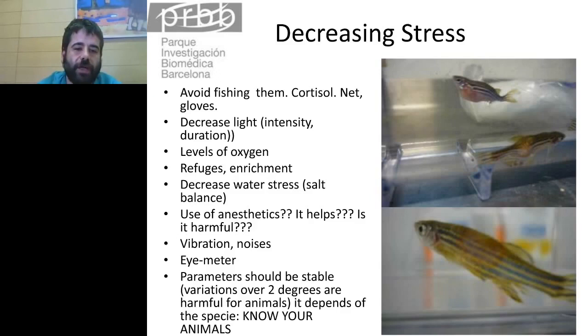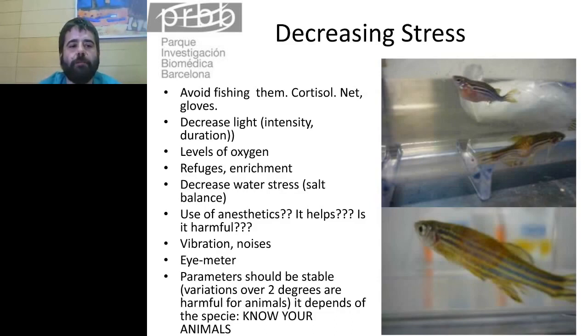Another kind of trick is decreasing the water stress. The water stress is the energy that the fish needs to keep the osmoregulation. So if we get this difference between the cell osmotic pressure and the water osmotic pressure closer, we are going to decrease the energy that he needs to keep this balance. So summarizing this, if we have a freshwater fish, we can increase a little bit the amount of salt in the water, so the fish will be much, much better.